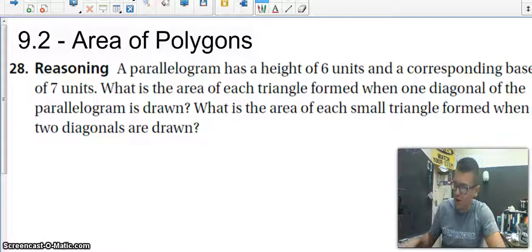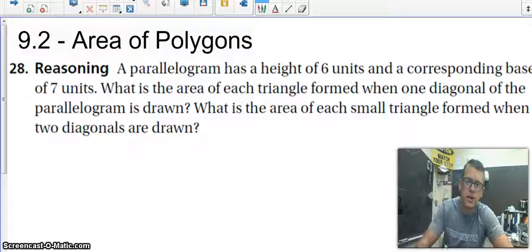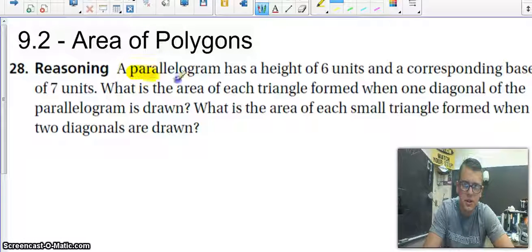Hey guys, we are now on question 28 of 9.2, still dealing with area of polygons. But fortunately here we have area of a parallelogram, and this is really nice because parallelograms are nice to work with. We love the nice relationship that happens. So what we see is we have a height of 6 units and a corresponding base of 7 units.